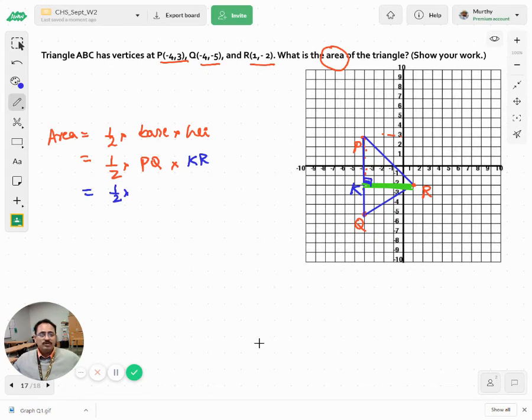The value of PQ, I love to count the blocks. This is 1 block, 2 blocks, 3, 4, 5, 6, 7, 8 blocks. So 8 blocks, and KR is 1 block, 2 blocks, 3 blocks, 4 blocks, and this is the 5th block. Yes, it is the 5th block. Therefore, half of 8 times 5, 8 times 5 is 40, then half of 40 gives me 20 square units. This is the area of the given triangle.